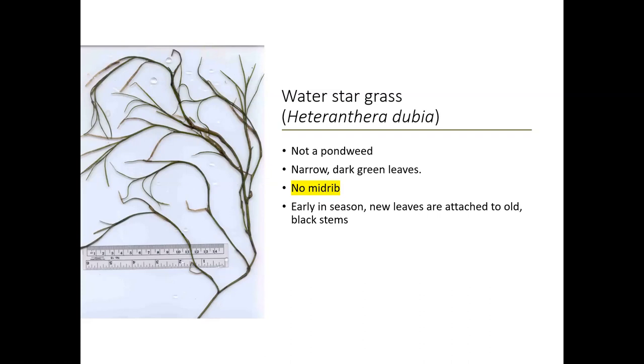Early in the season, if you're out in early June, at least up around here, the new leaves are attached to old stems, and the old stems are usually very black. The contrast between the black stem and the bright green new leaves is quite striking, and you can almost instantly know, oh, there's water stargrass. It's very distinctive. So the biggest feature is no midrib, and especially early in the season, the new bright green vegetation attached to old black stems.